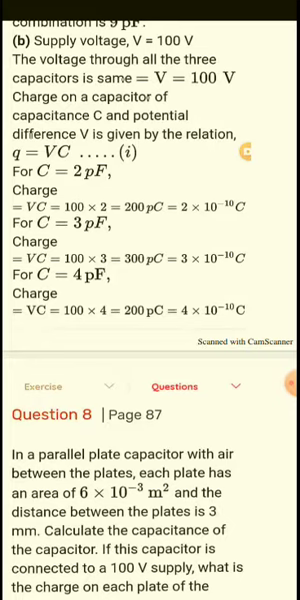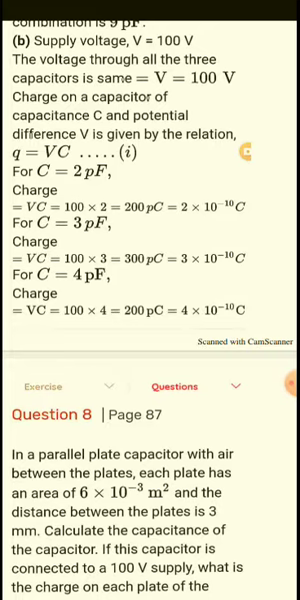So Q is equal to VC, and the value of V is 100. 100 into 2 will be 200 picocoulombs. It can be written as 2 into 10 to the power of minus 10 coulombs. Converting picocoulombs into coulombs, it will be 2 into 10 to the power of minus 10 coulombs.